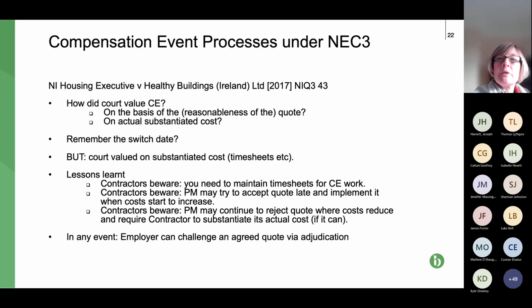So this is why I'm debating, will our courts, will the English courts follow this case?